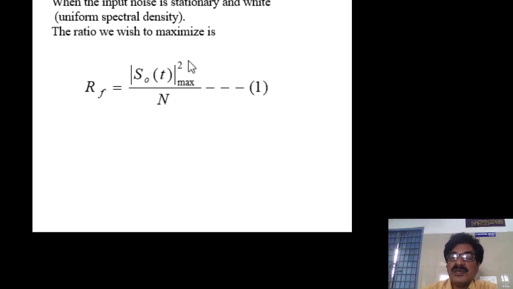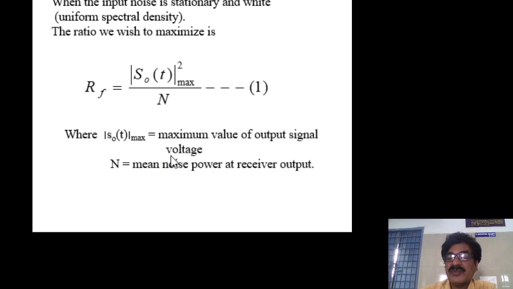In this ratio, the numerator is the maximum value of the output signal S0(t), and the denominator N represents the mean noise power at the receiver output. First I am going to derive the numerator part, then the denominator part, and then by substituting equation 1 and equation 2, numerator and denominator, we can get the ratio.